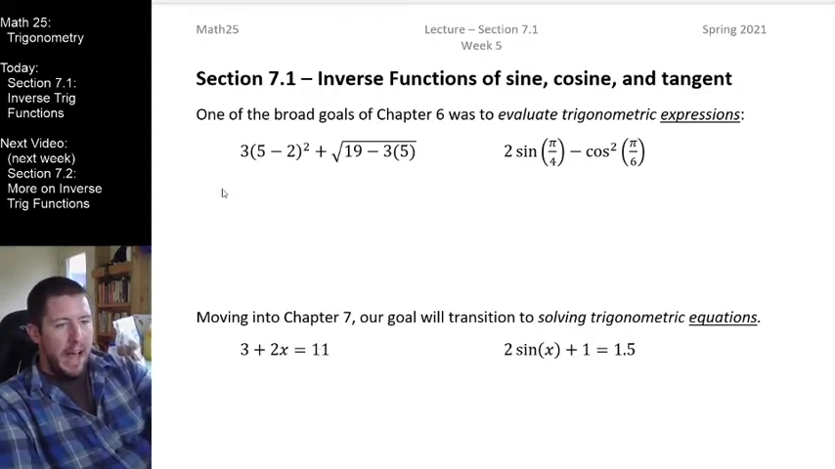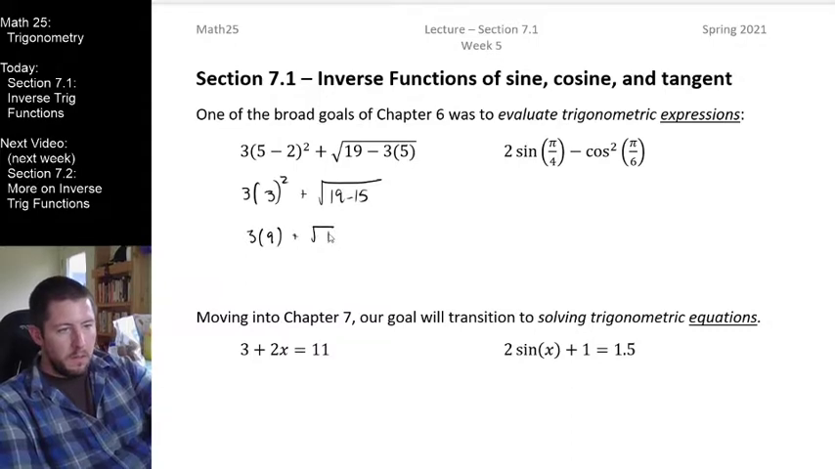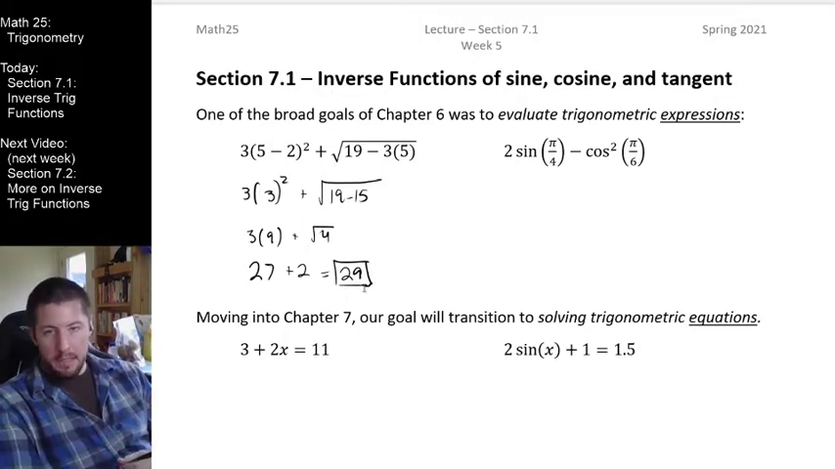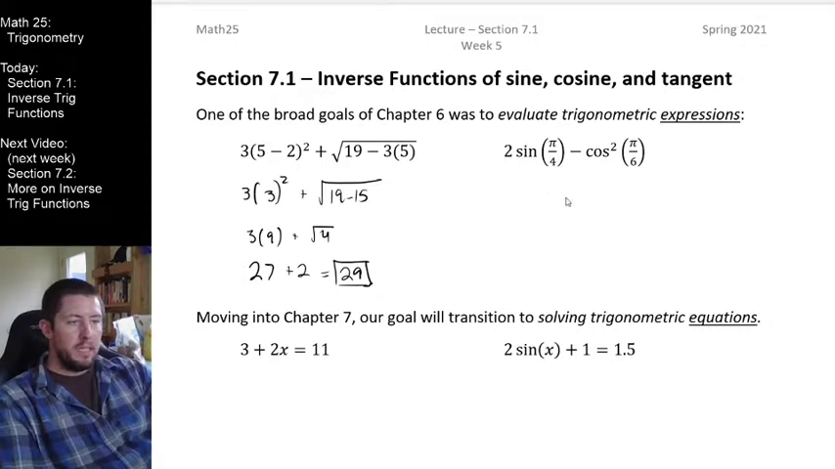Here, if I were evaluating this expression, I can follow my order of operations to simplify some quantities here. And we could evaluate that expression to be 29, right? That's something that we might see in an algebra class. What we've been doing here in chapter 6 is evaluating expressions that contain trigonometric quantities.